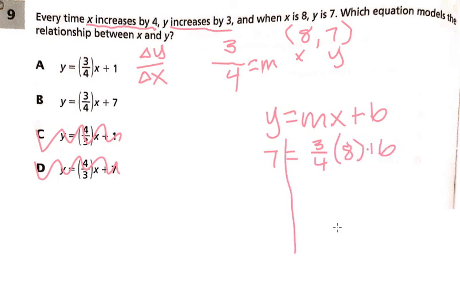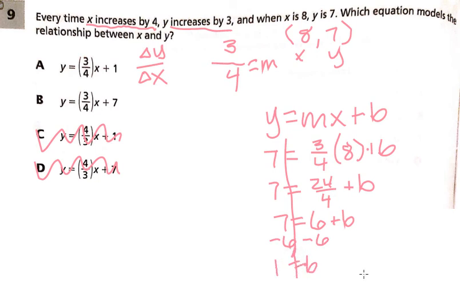So don't freak out because you have fractions here. This is 7 is equal to, I'm going to multiply my numerator, so 8 times 3, so this is 24 divided by 4, plus b. Well, 7 is equal to 24 divided by 4 is 6, so that's 6 plus b. Then I want to get b by itself, so I'm going to subtract 6 from each side. So I get that my b value here is positive 1. So I look up here, this is the one that has my b value of positive 1.